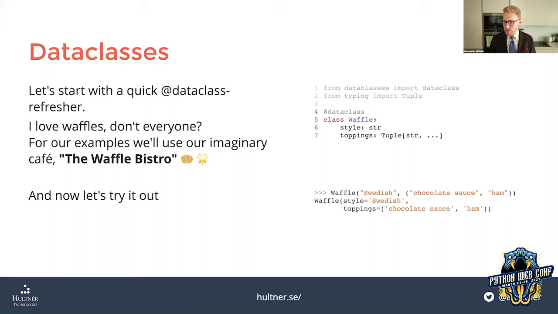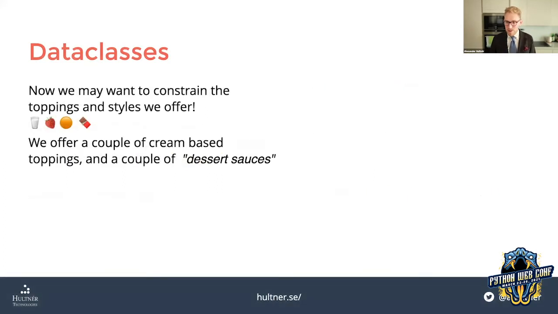Let's create a Swedish waffle. Now let's put some strange combination of toppings on this. So I'm going to put chocolate sauce and ham. And since we haven't put any restrictions on this, we just have strings, it's going to accept it. So now we have a waffle with chocolate sauce and ham, and it's Swedish style. Of course, this maybe isn't something the Waffle Bistro really wants to sell.